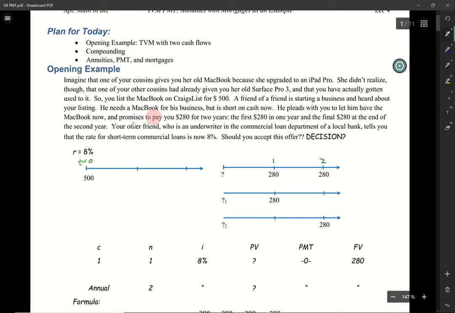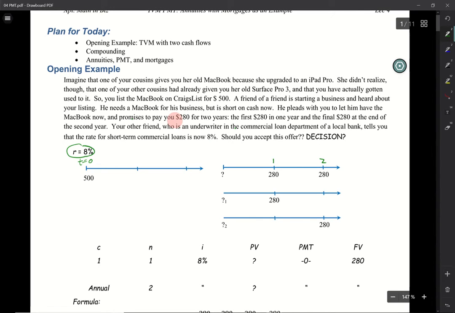One of your friends found out that the commercial loan rate, for commercial loans to businesses, is the relevant one. Is this kind of a business situation? Well, the friend has a business and wants to buy the MacBook for his business. So maybe a commercial loan rate would be appropriate. Does that make sense? Of course, there's only one interest rate in this problem. So the interest rate is 8%.